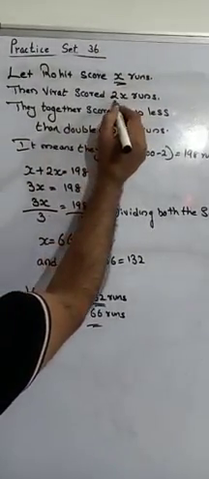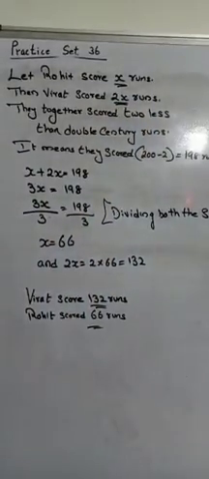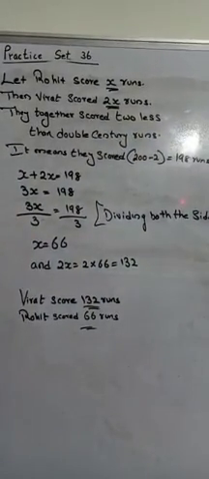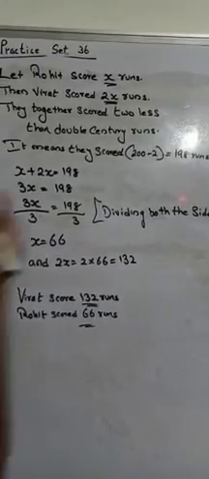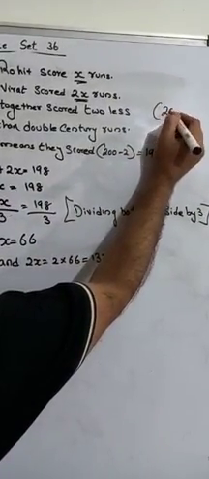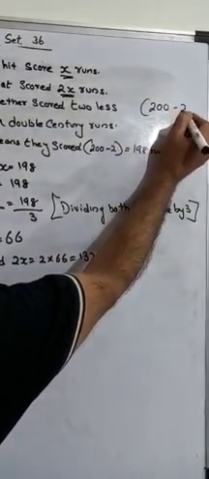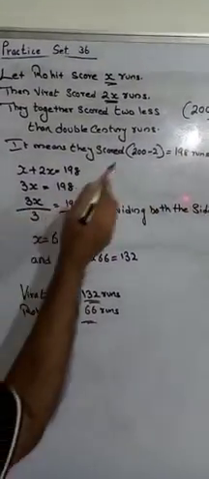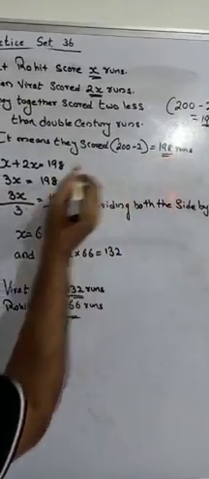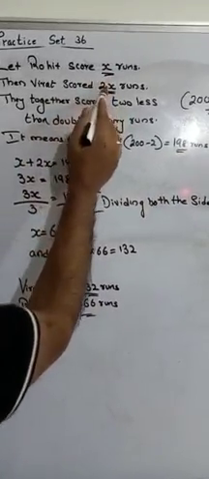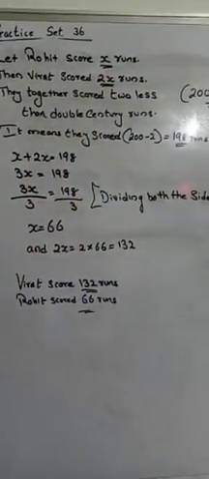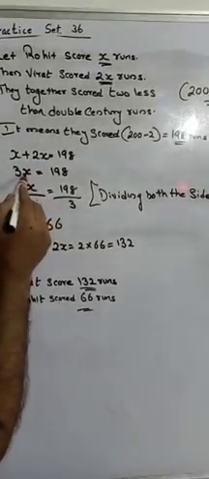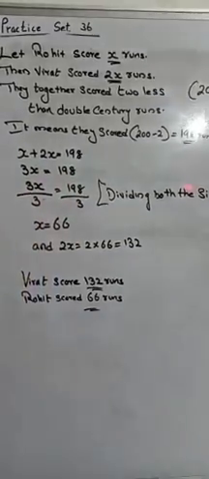So it is 2x. Now the total score is less than a double century. Double century comes up to 200, and 2 runs less. So it is 198 runs. So it means they scored 198 runs. So the total is x plus 2x is equal to 198. x plus 2x, that is 3x, is equal to 198.